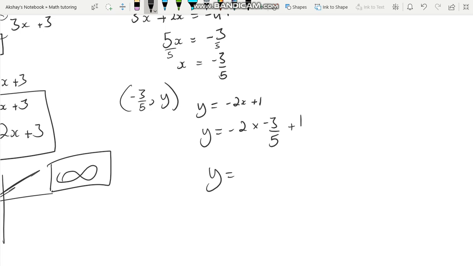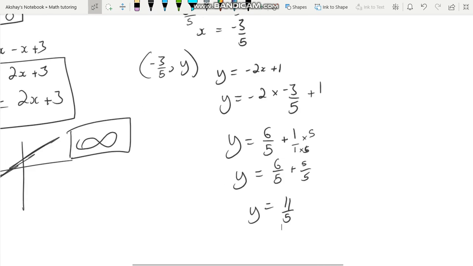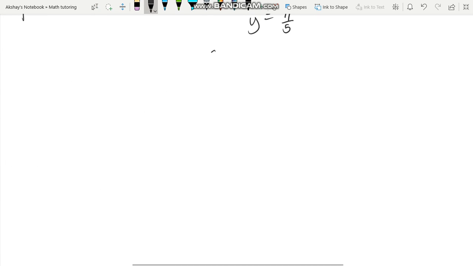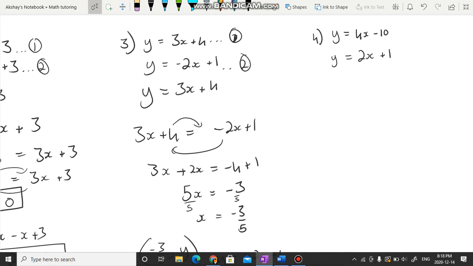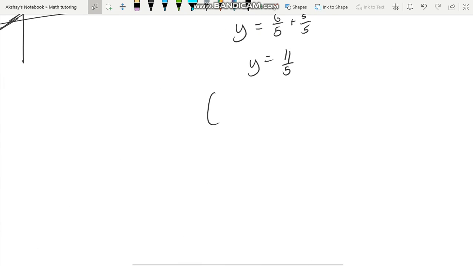Y is equal to negative 2 times negative 3, which is positive 6, sorry, so positive 6 over 5 plus 1. Now I can find my LCM. 1 over 1 times 5 over 5, so I have 5 divided by 5. So y is equal to 11 divided by 5. That's my y coordinate in my intersection point. Now I know my x, which I found earlier, which was negative 3 divided by 5. So my intersection point is negative 3 divided by 5, comma 11 divided by 5. There we go.